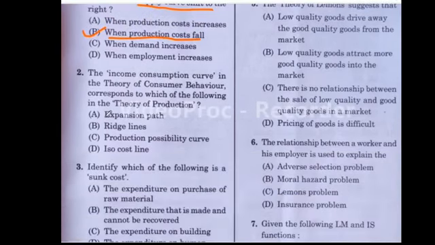Then the income consumption curve in the theory of consumer behavior corresponds to which of the following in the theory of production? Option A, expansion path. Option B, ridge lines. Option C, production possibility curve. Option D, ISO cost line. Here the right answer is option A, expansion path. These are the expected answers.